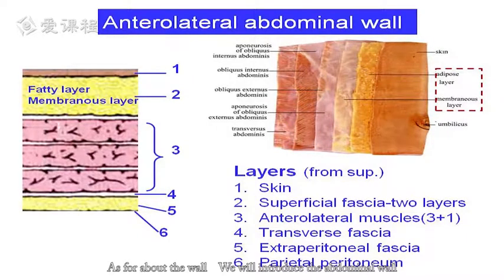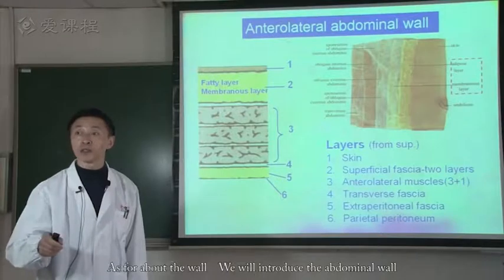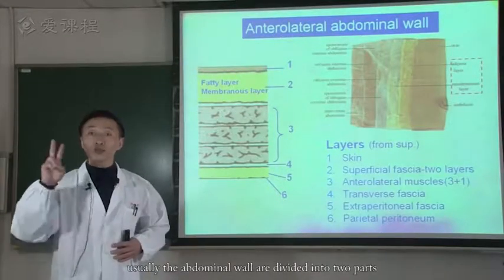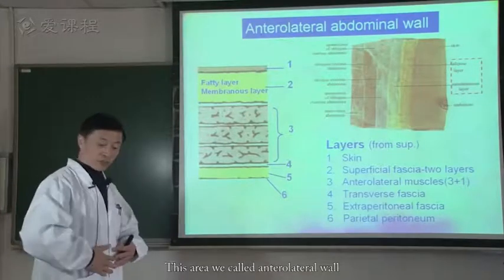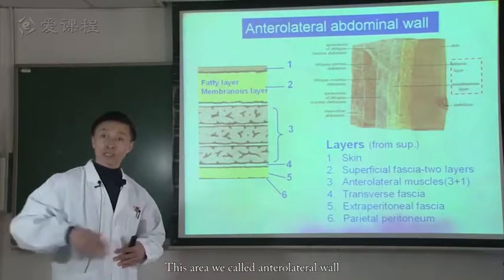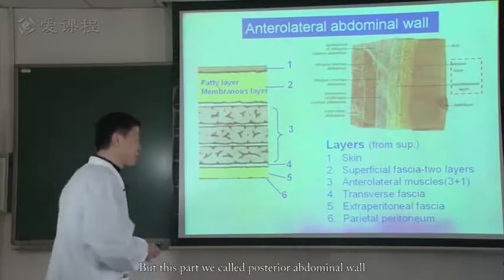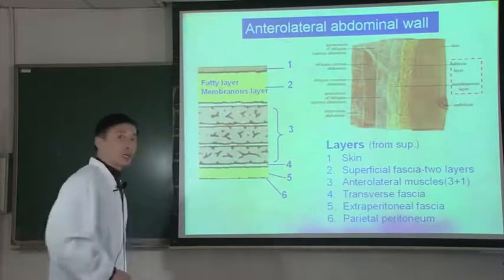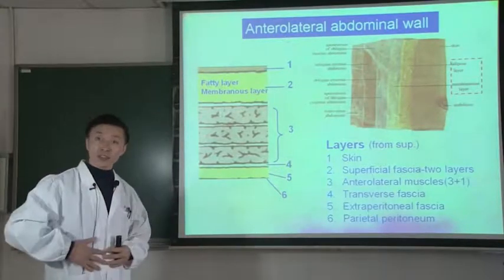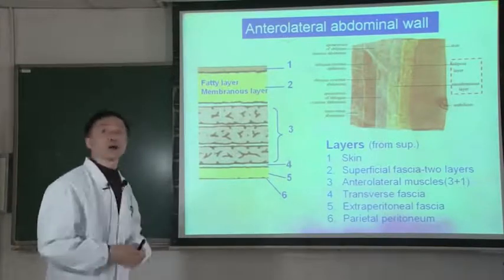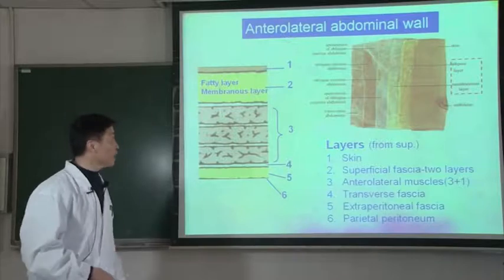Firstly, we will introduce the abdominal wall. Usually, the abdominal wall divides into two parts. This area we call the anterolateral wall, but this part we call the posterior abdominal wall. Two parts: the anterolateral wall and the posterior wall.